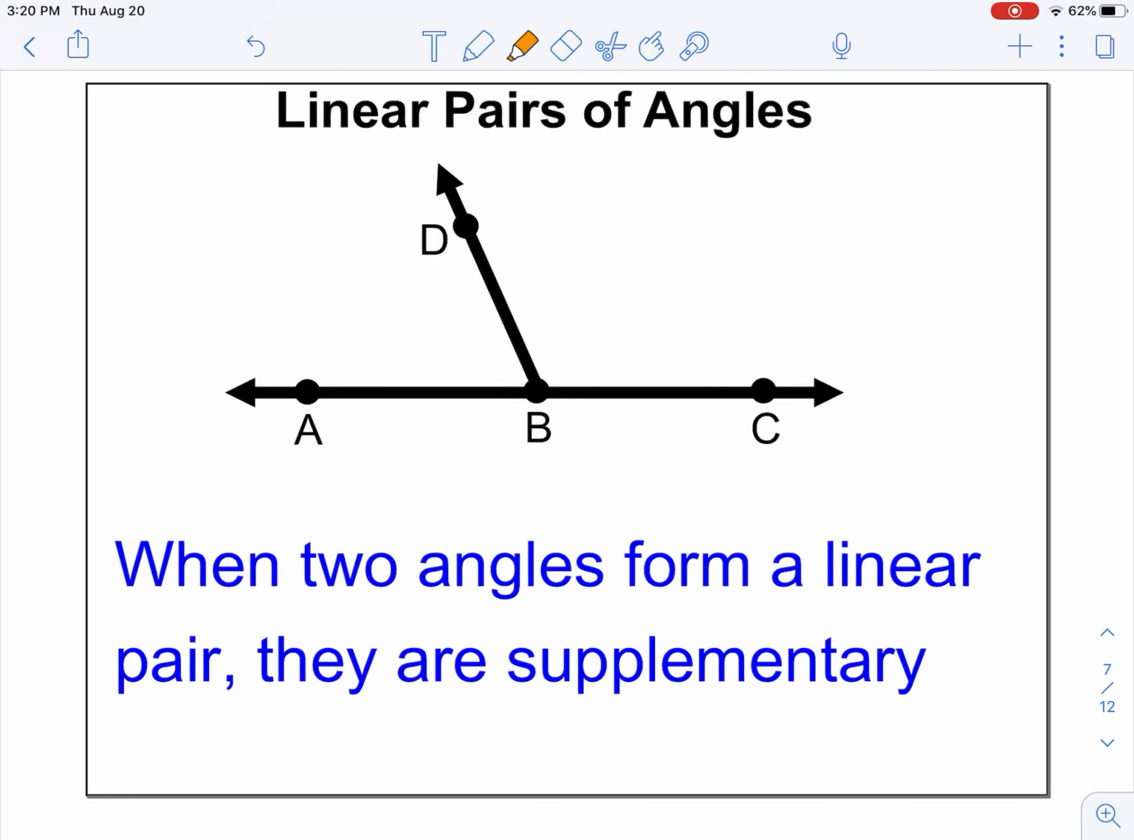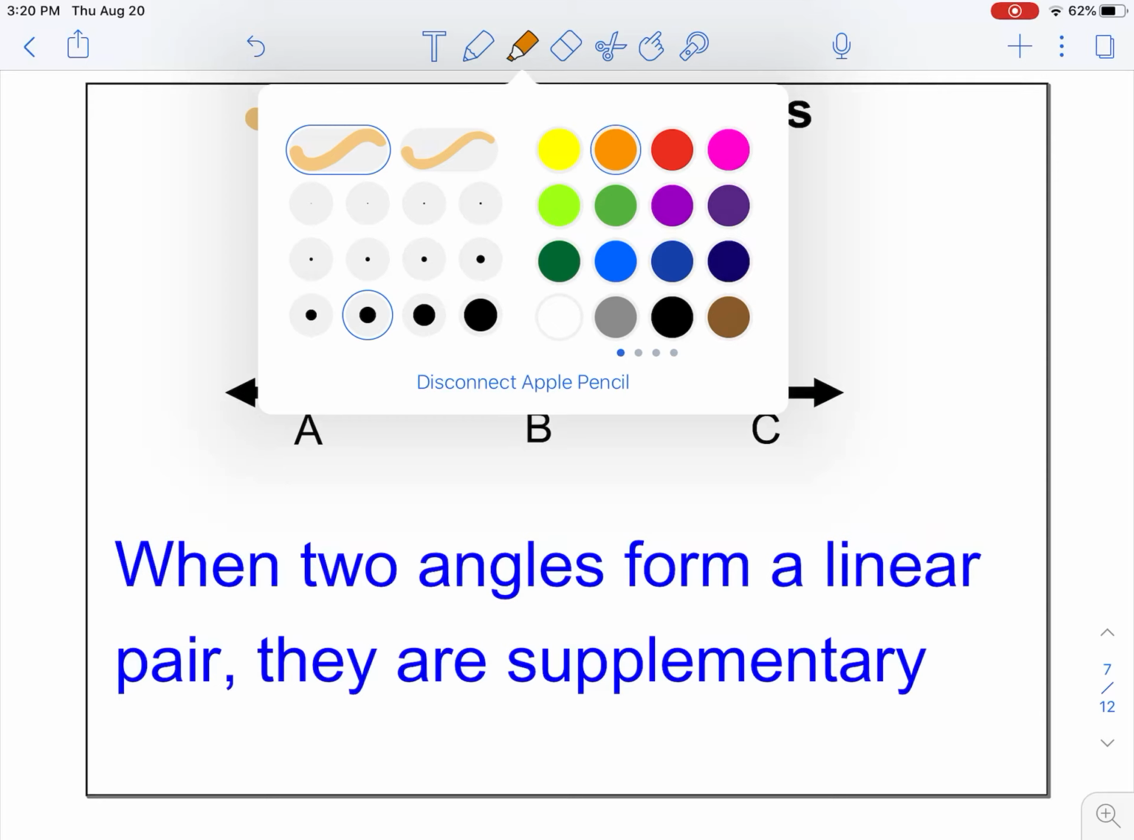All right, next vocabulary word. Once again, these vocabulary words are so important to know. When you take your test, there's not going to be, oh, here, just do this algebra. There's going to be words. For example, it'll say angle 1 and angle 2 form a linear pair. Think about the words that you see in there.